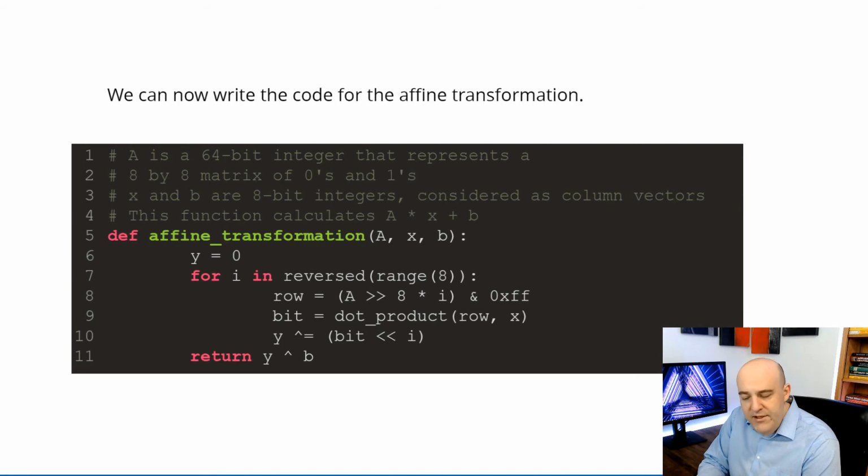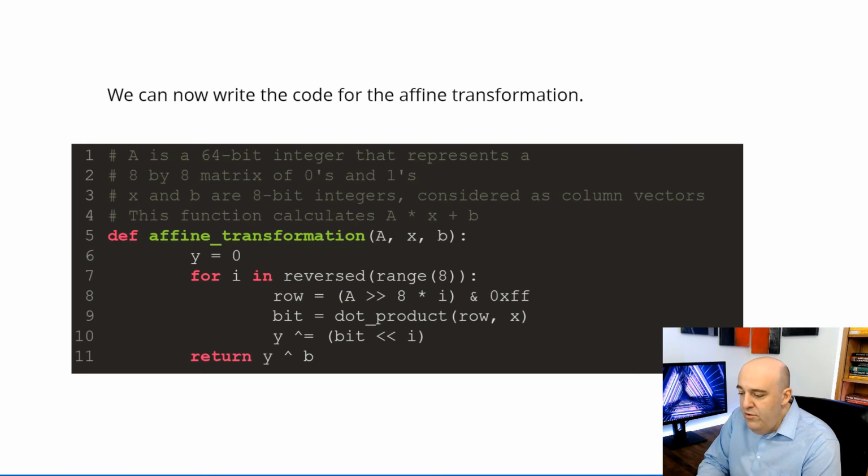But I don't want all 16 bits. I just want 8 bits. So I AND it with 0xFF, which is 8 ones. So that's how I access any row. And I have to go in reverse, from 7 down to 0. So that's why we're doing this reverse loop here. And once I grab the row, I just dot product with X and I get my bit.